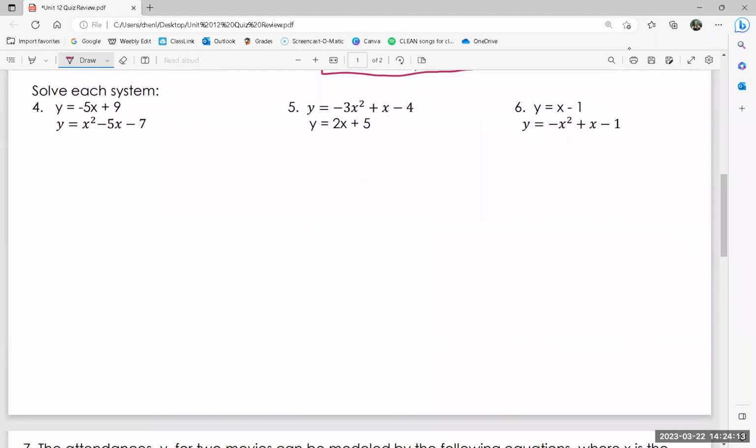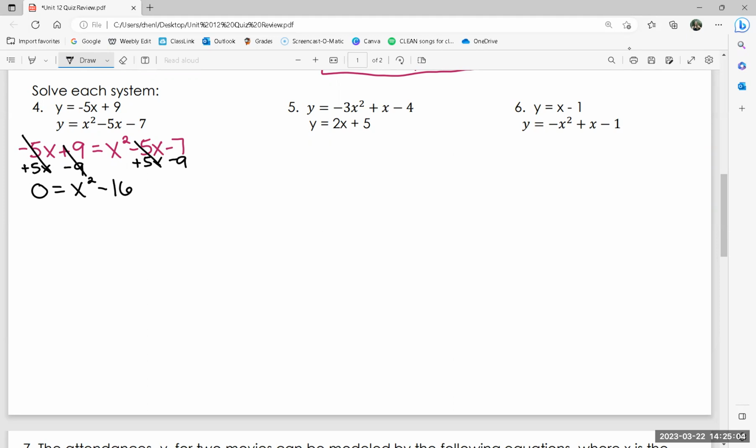Okay, numbers 4, 5, and 6 are getting down to more direct solving, because we're getting into the quadratic systems. So to solve this system, we want to use substitution. So I'm going to set each equation equal to each other. So we have negative 5x plus 9 is equal to x squared minus 5x minus 7. I see that there's an x squared in the problem, so I want to set it equal to 0. So I need to add 5x to both sides and then subtract 9. So we now have 0 equals x squared. Coincidentally, those 5x's also cancel, minus 16.